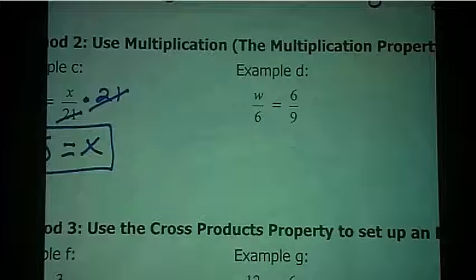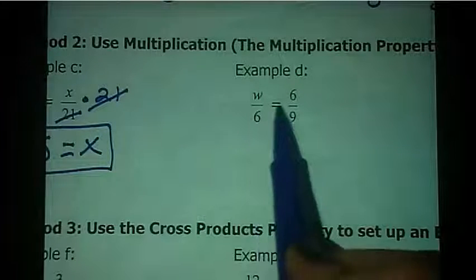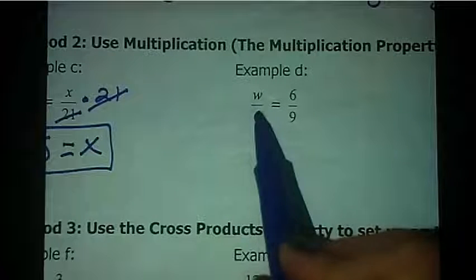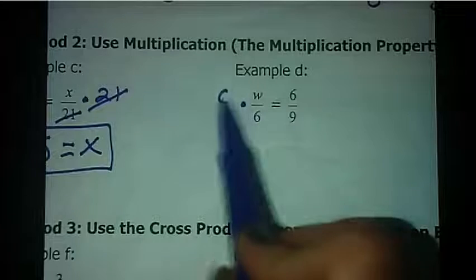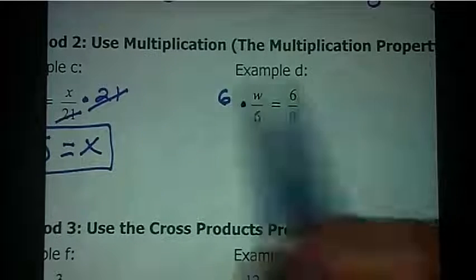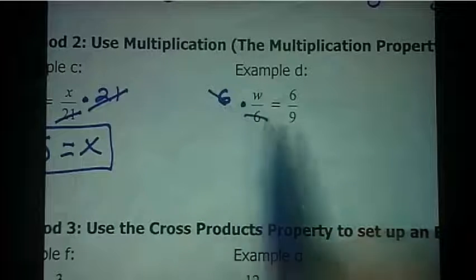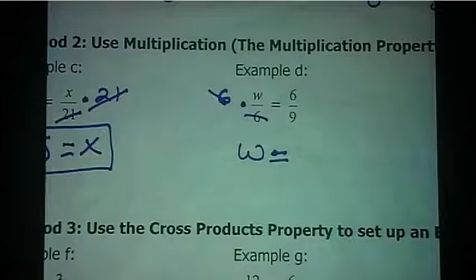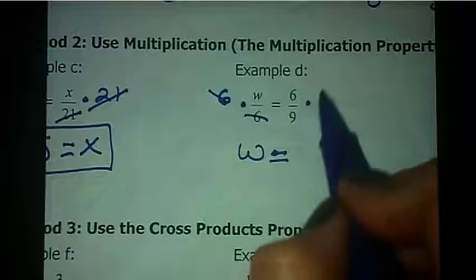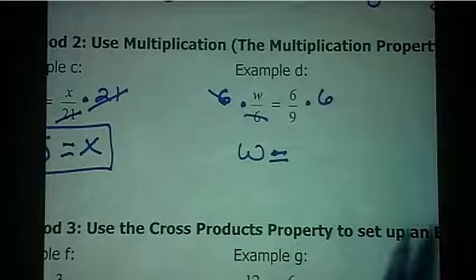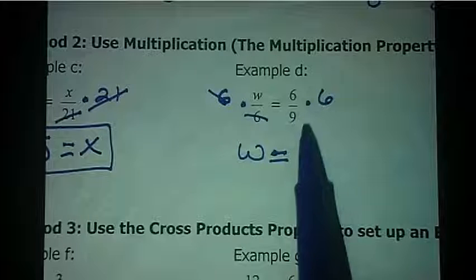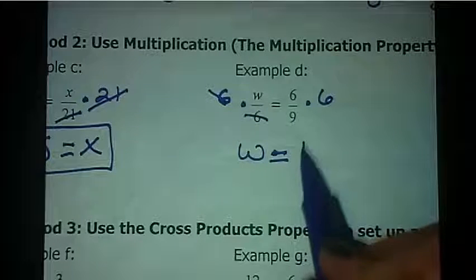All right. W divided by 6 equals 6 divided by 9. Or W is to 6 as 6 is to 9. I want to get rid of this dividing by 6, so I'm going to multiply by 6. Remember, once you have that, you get to cross them out, and that's the fun part. So I'm left with just a W equals, multiply the other side by 6, type it in if you need to. You'll notice that what you have on top is 6 times 6, which is 36, and then divide it by 9, you end up with W equals 4.